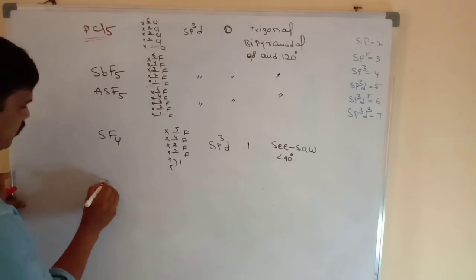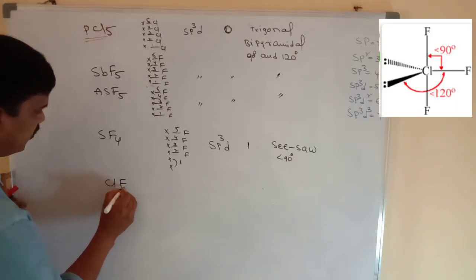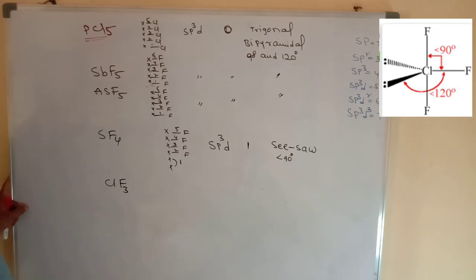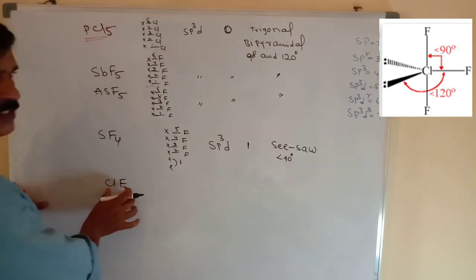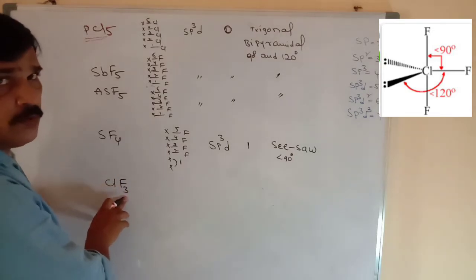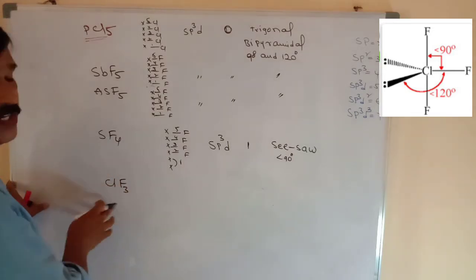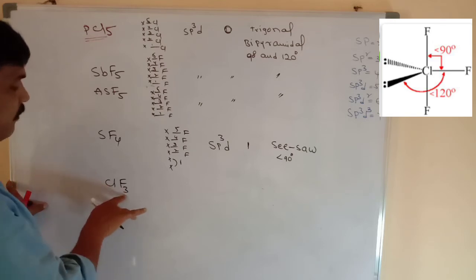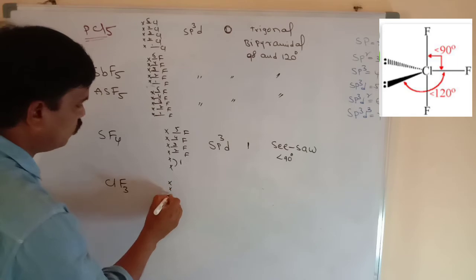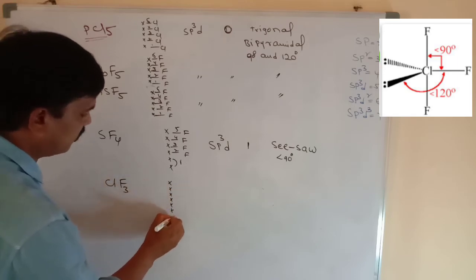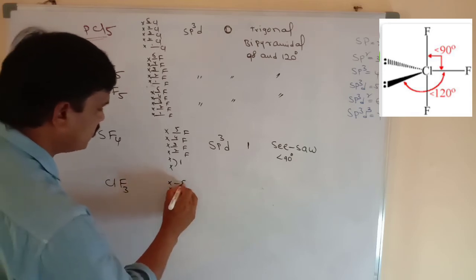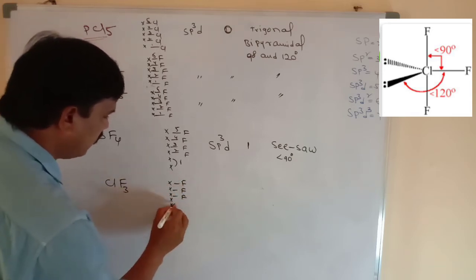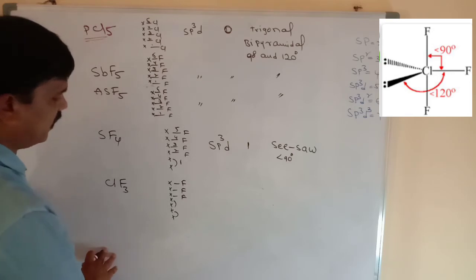Next, ClF3, chlorine trifluoride, because these are interhalogen compounds. In the 7th group elements we have interhalogen compounds: halogens mixing themselves to give an interhalogen compound. Chlorine is a halogen, and fluorine is also a halogen. ClF3: chlorine belongs to which group? 7th group, so I draw 7 dots: 1, 2, 3, 4, 5, 6, 7. How many fluorines are there? 3 fluorines are there. The remaining dots are pairing up.